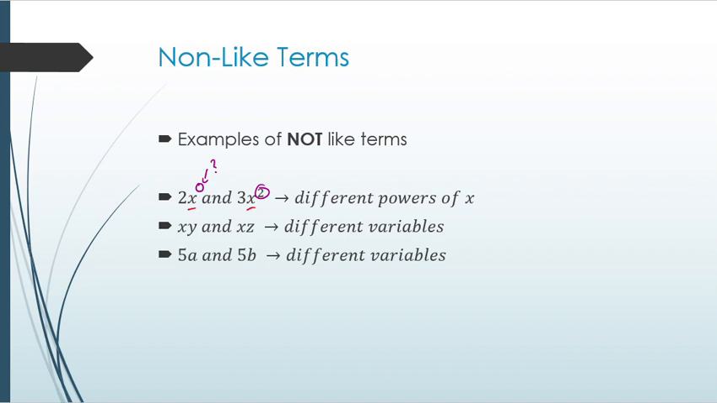Now I have xy and xz. So they may have the same variable x, but as you can see here, in the first one I have xy and in the second one I have xz. So they are completely different variables, okay? Do not get it mixed up. And then I have 5a and 5b. Obviously, just looking at the letters themselves, that's a, that's b, they're not the same, okay?